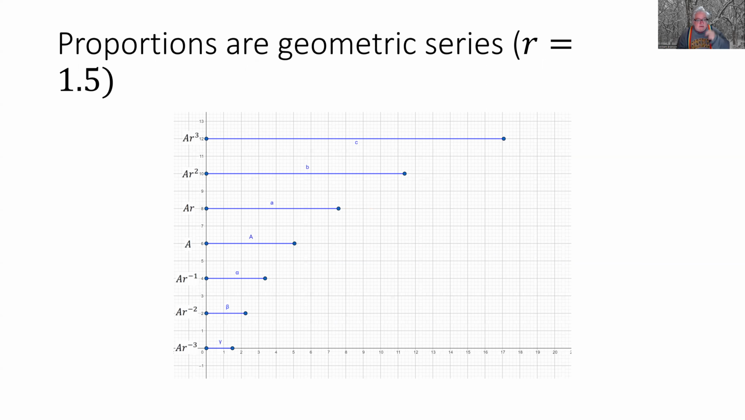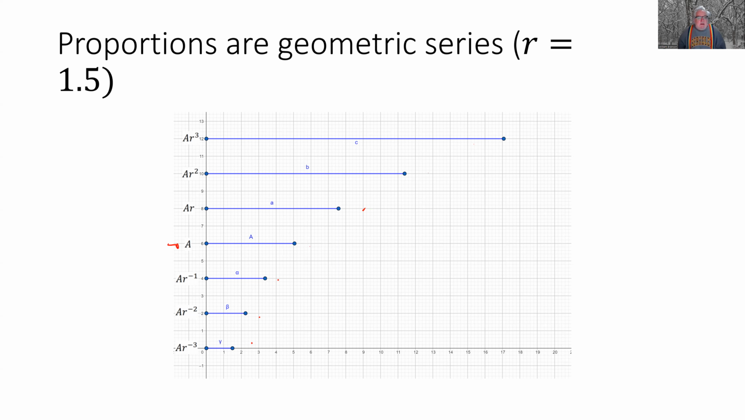Well, first we need to talk a little bit about proportions and how you can multiply proportional quantities together without changing the product. So here are seven quantities in geometric proportion. This is A, little b, little c, alpha, beta, gamma. For us, proportions are geometric series. If we take this to be A, then this is A times R, A times R squared, A times R to the minus 1, etc., where I've taken R equal to 1.5 and A equal to 5.